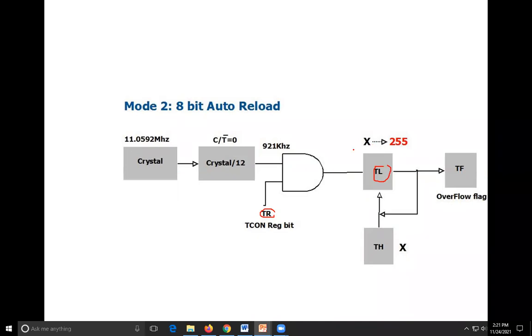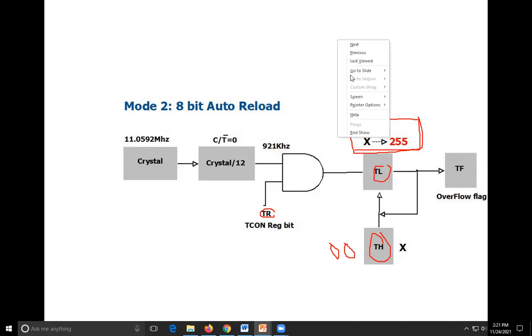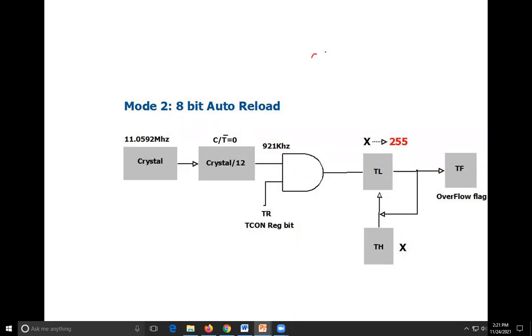The 8-bit counting goes from 0 to 255, and you count up to this 255. After that, when the overflow flag is generated, there is no reload by programming. THX contains the first value, suppose 00. This value present in THX uploads into TLX automatically. For example, 8-bit means 00 to FF.